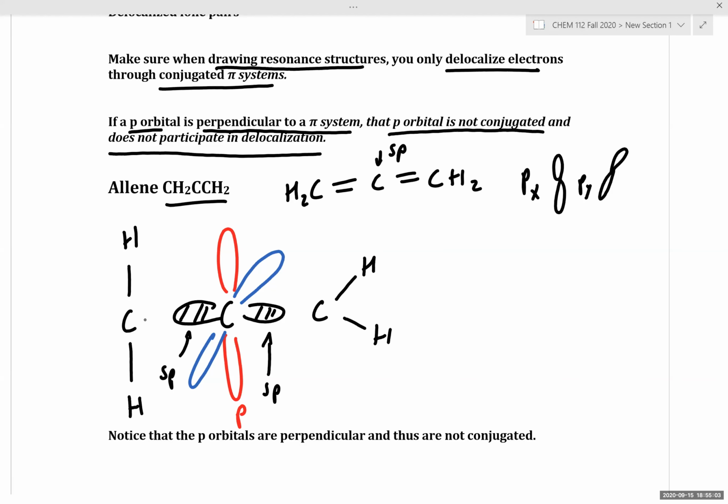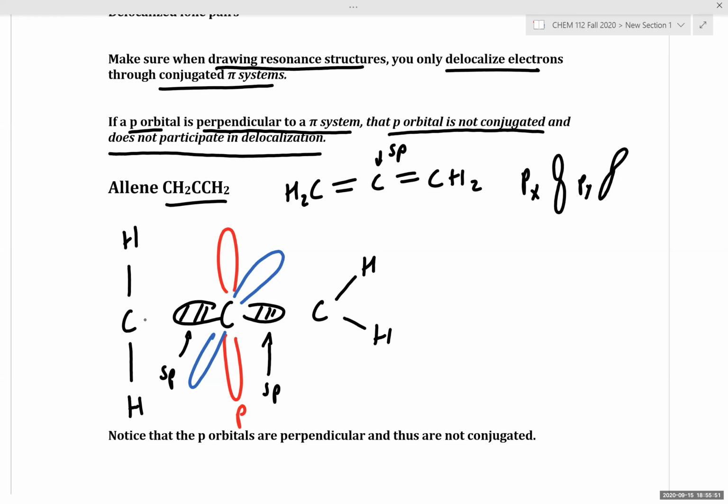And I'd like you to think very carefully about, what do we need to form a pi bond? What do we need to overlap? What is used for overlapping to form a pi bond? So I'm almost done putting together the model for allene. Would anyone have a proposal? Why are the hydrogens drawn in a perpendicular manner?